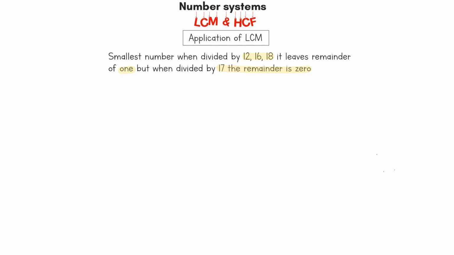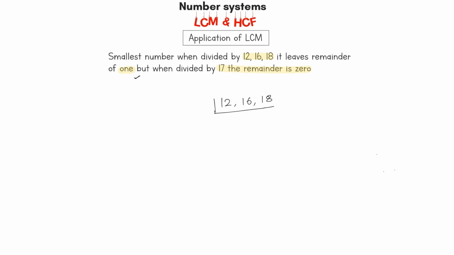So first I'll find out the smallest number which, when divided by 12, 16 and 18, leaves a remainder of 1, and that is quite simple. I need to find the LCM of these 3 and add 1 to that. Okay, I'll get the number. So let's get that first. This will be what now?